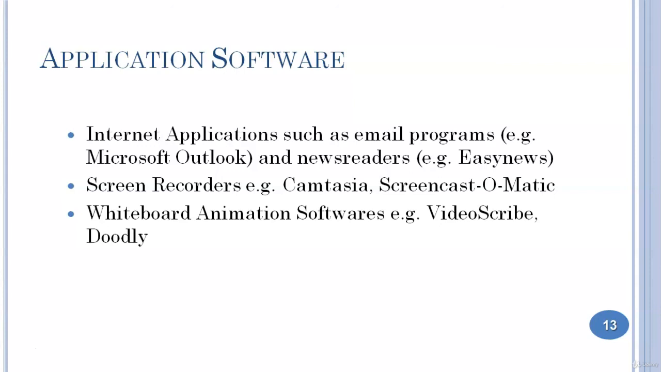Next category is the screen recorder. The screen recorder is used to record the computer screen or to capture screenshots. Two famous examples of screen recorders are Camtasia, and the one I am using is called Screencast-O-Matic. The last category of application software is the whiteboard animation software, which is used to create different kinds of whiteboard animations. Two famous examples of whiteboard animation software are VideoScribe and Doodly.